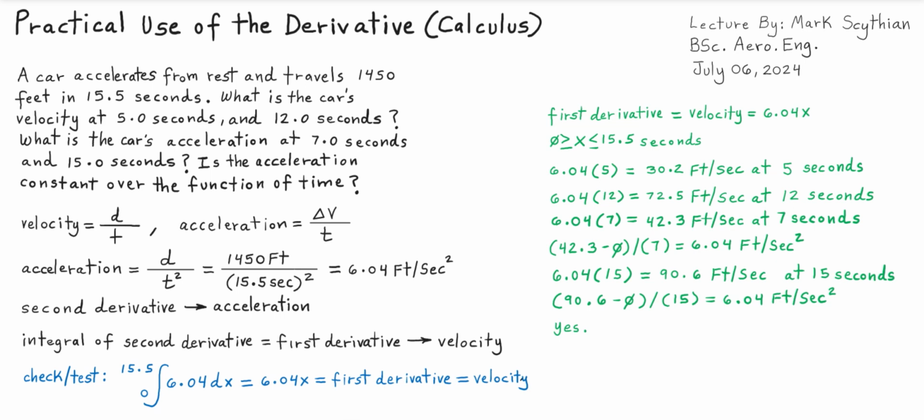So is the acceleration constant over the function of time? Yes, it is. Acceleration is constant over the function of time. So we're already dealing with a constant second derivative acceleration, then converted into its velocity. However, to prove that the acceleration remained constant, we can also solve for the velocity first and then the acceleration second at 7 and 15 seconds respectively.